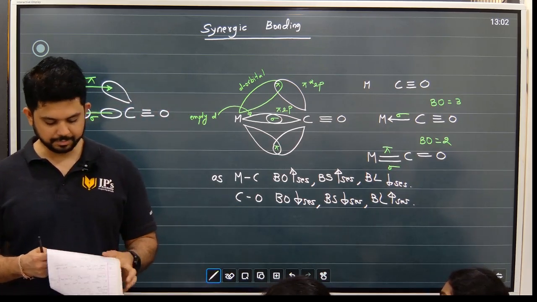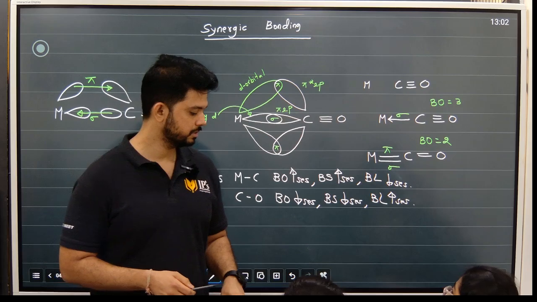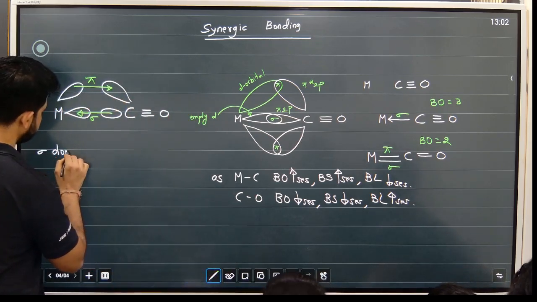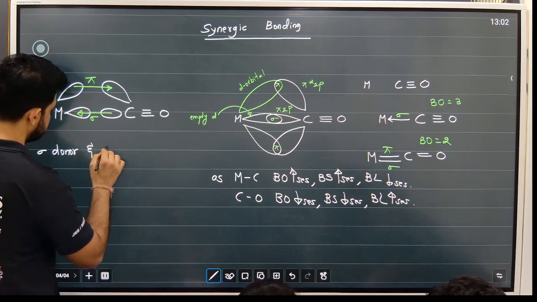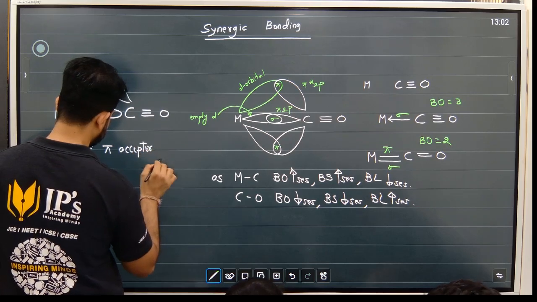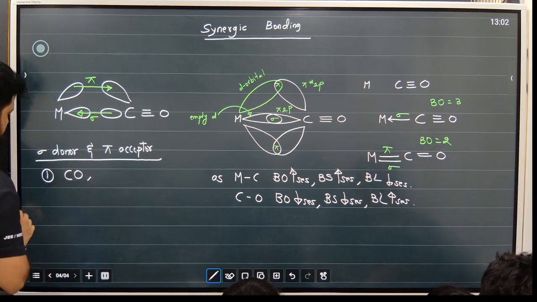Write on. Examples of sigma donor and pi acceptor ligands. First example तो अभी हमने लिख दिया था, which was CO.